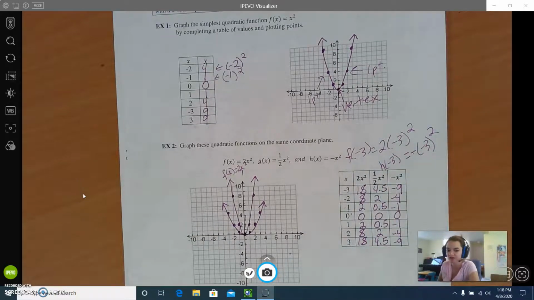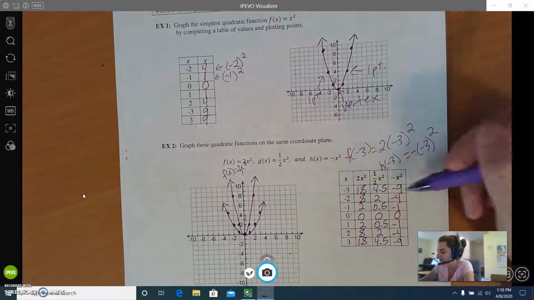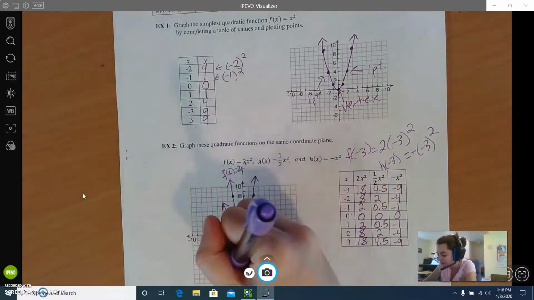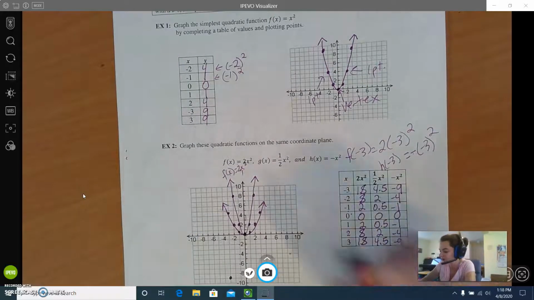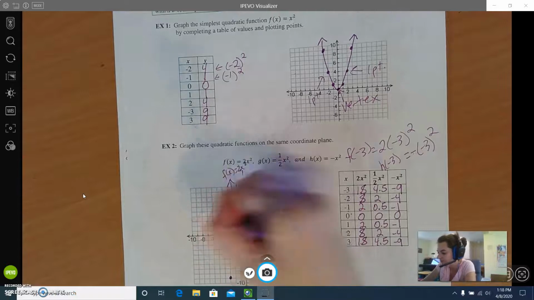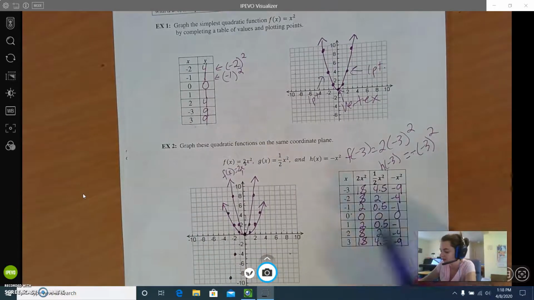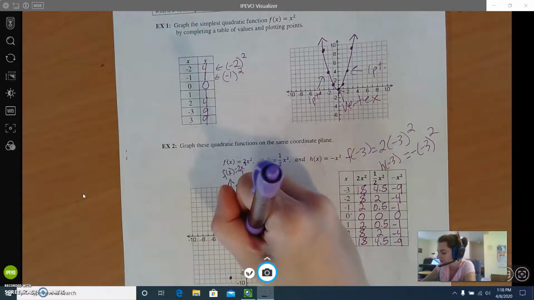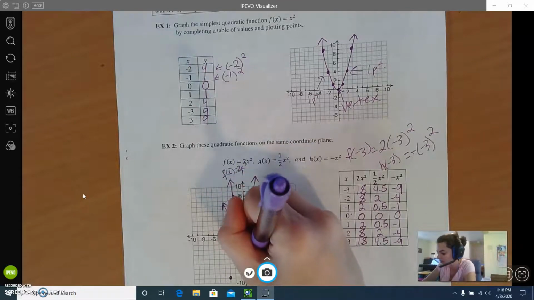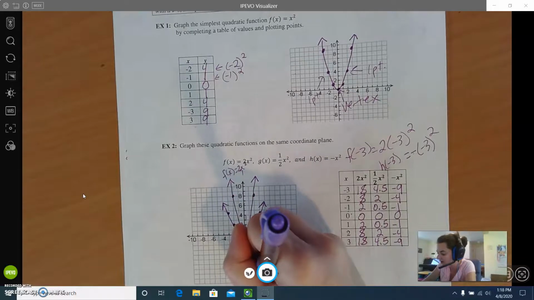Okay? So let's go ahead and plot this. So my first point would be negative 3, negative 9, excuse me. Our next point is negative 2, negative 4. Then we have -1, -1, 0, 0, 1, -1, 2, -4, and 3, -9.